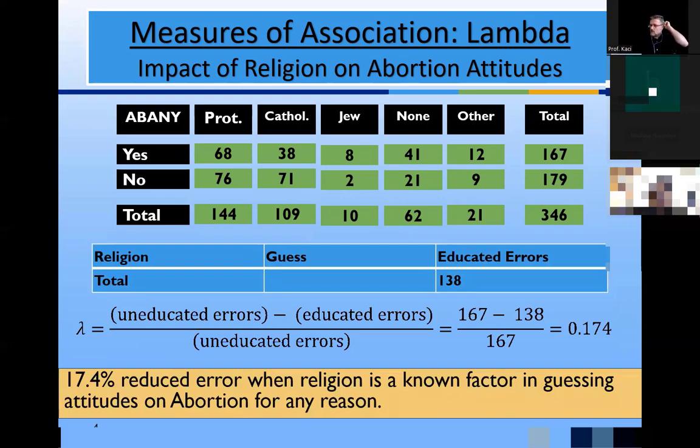Okay? So there is a simple formula for lambda. Uneducated errors were the ones when you did not know religion, and there were 167, minus educated errors, which were 138, because you knew one extra thing about these people, over uneducated errors. So that now would be 0.174. Turn that into a percentage, it is 17.4% of reduced error when religion is a known factor. And using that, you can guess now attitudes about abortion for any reason.